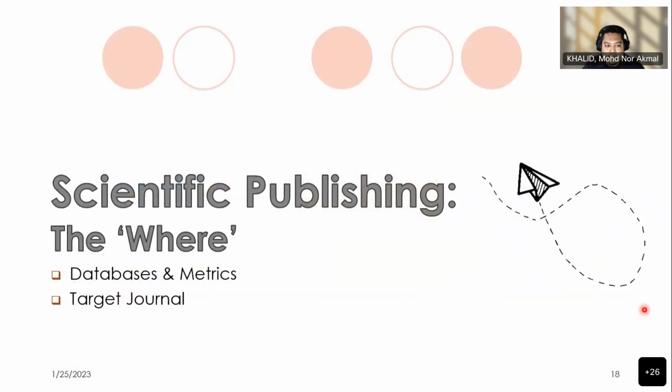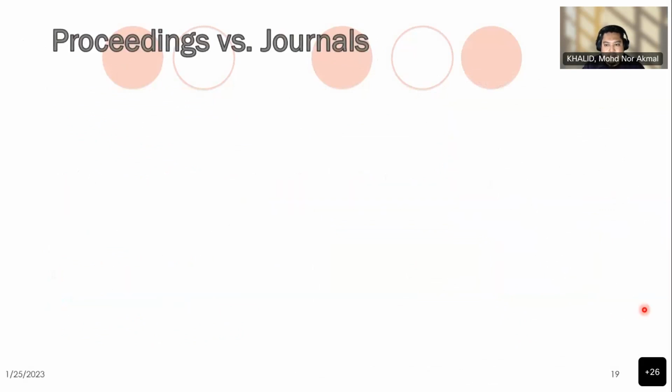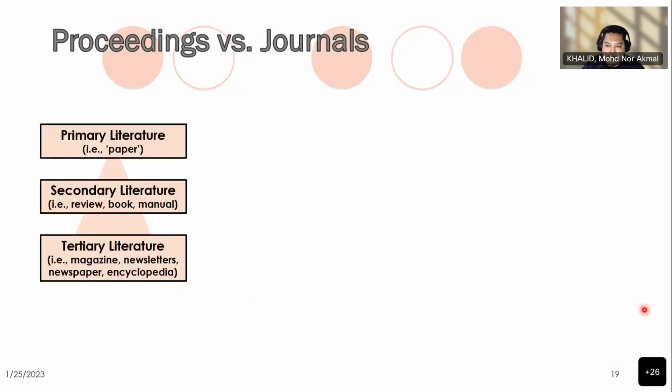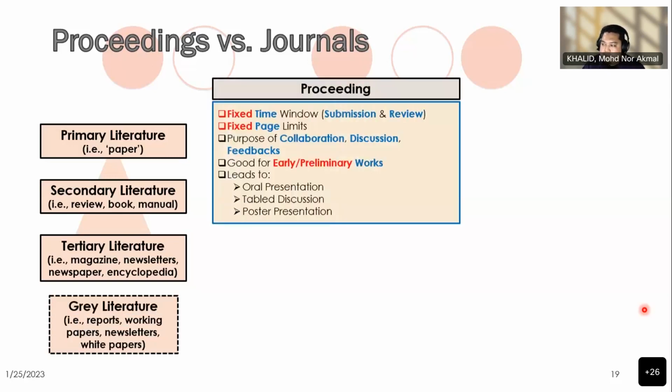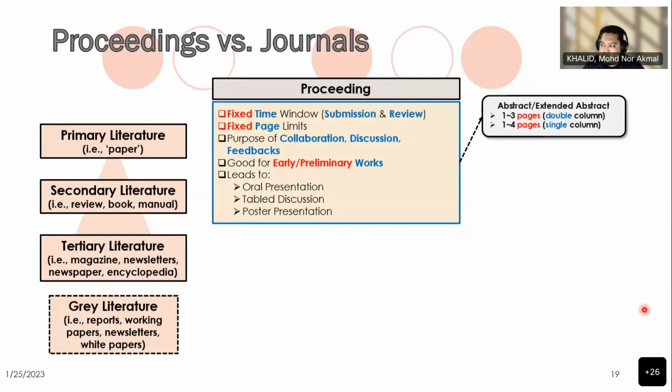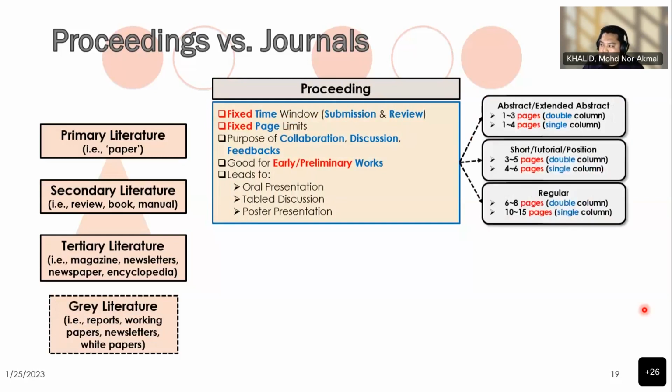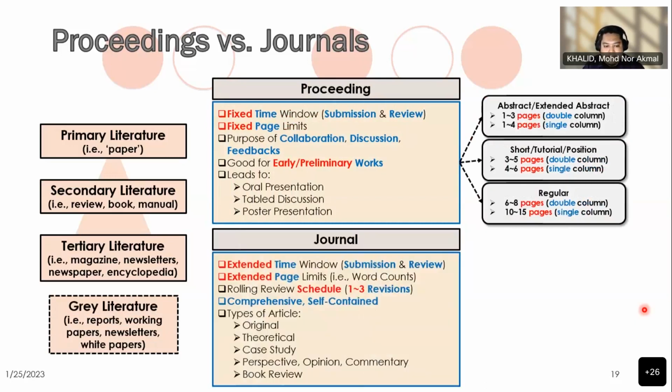So the next topic here is on the database metrics and target journal. Usually we consider our publication places such as proceeding versus journal. You have to consider the primary, secondary, and tertiary literature, and sometimes even grey literature, but this might not be good to be included. And this primary literature can be proceeding or journal, usually can be abstract, tutorial, and regular.